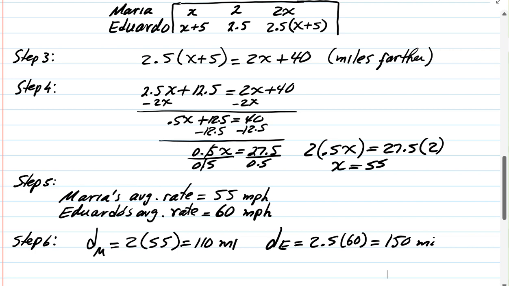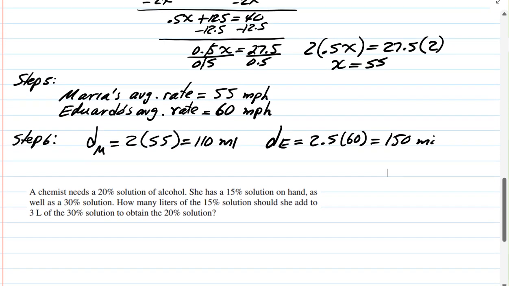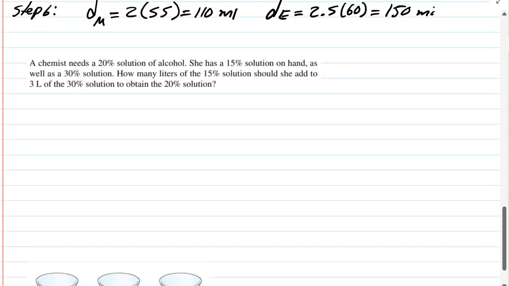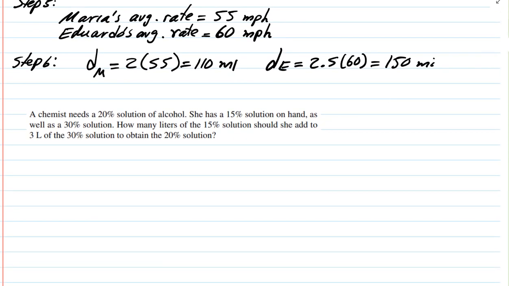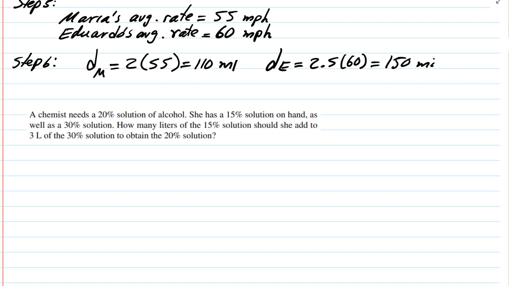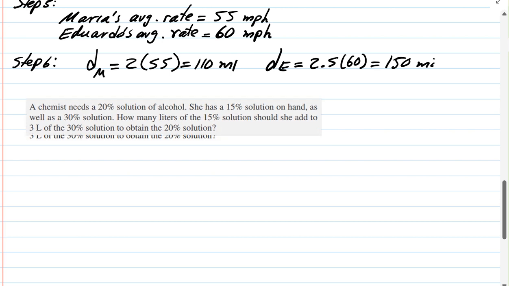Now next we're going to take a look at a mixture problem. Let's take a look at this mixture problem. In this example, we are given that a chemist, let me move this up a little bit, needs a 20% solution of alcohol. She has a 15% solution. I'm doing step 1, by the way, right? Reading the problem. So there you go. Step 1, read the problem and read it carefully.